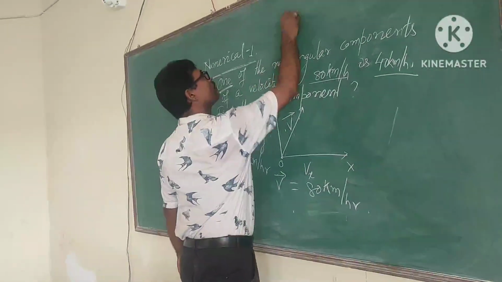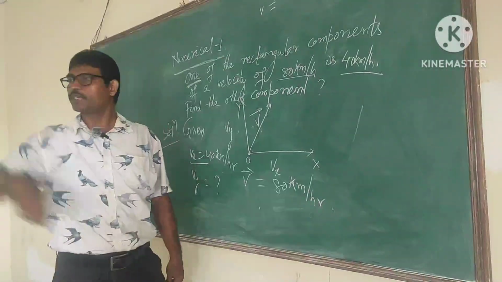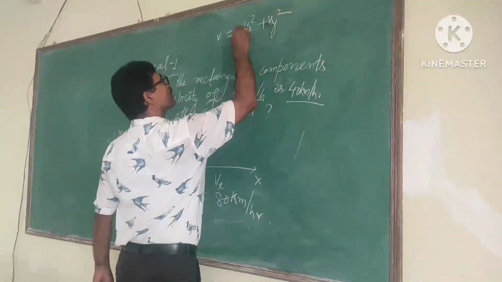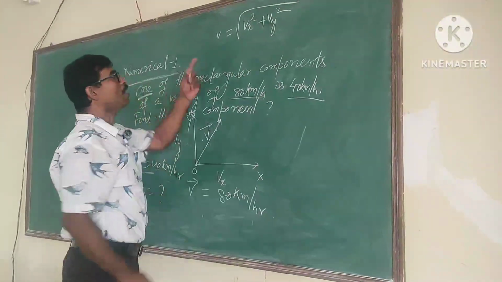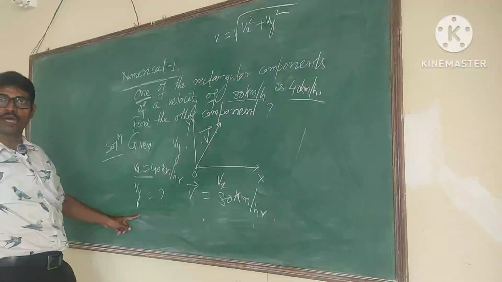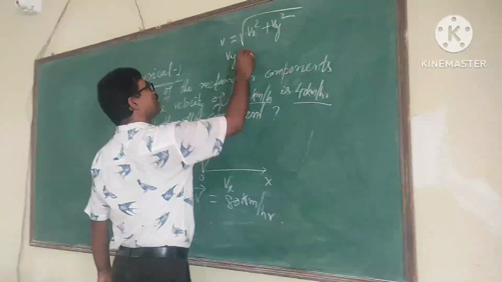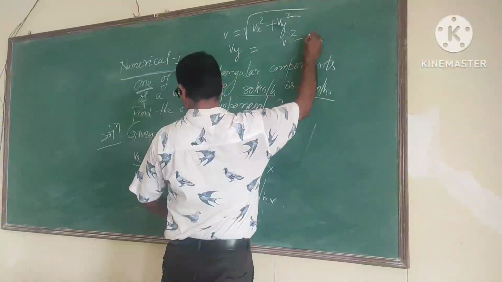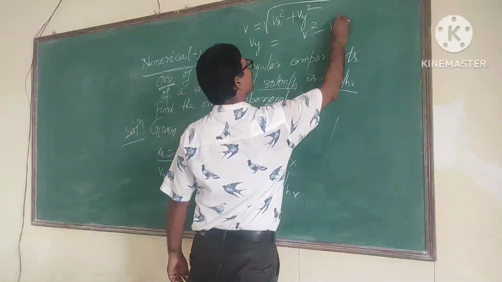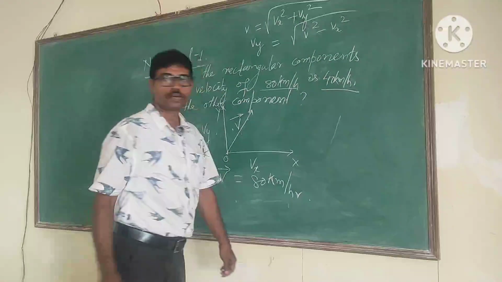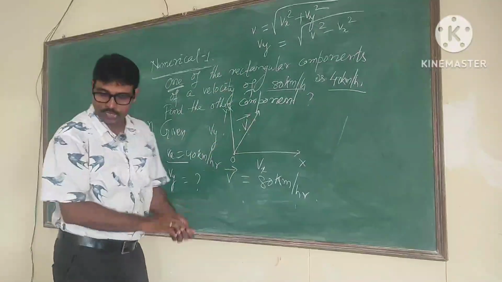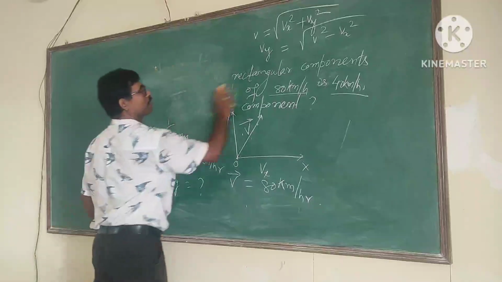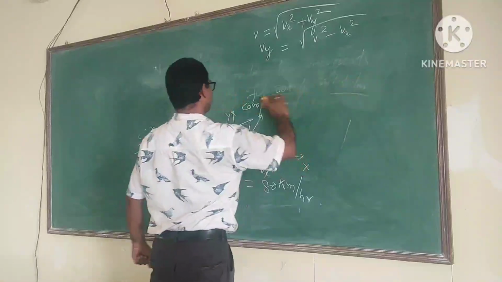We know the magnitude of velocity V is equal to the square root of Vx square plus Vy square. Now you have to find out Vy. So Vy is equal to how much? The square root of V square minus Vx whole square. Okay, now I am erasing this question due to lack of space.